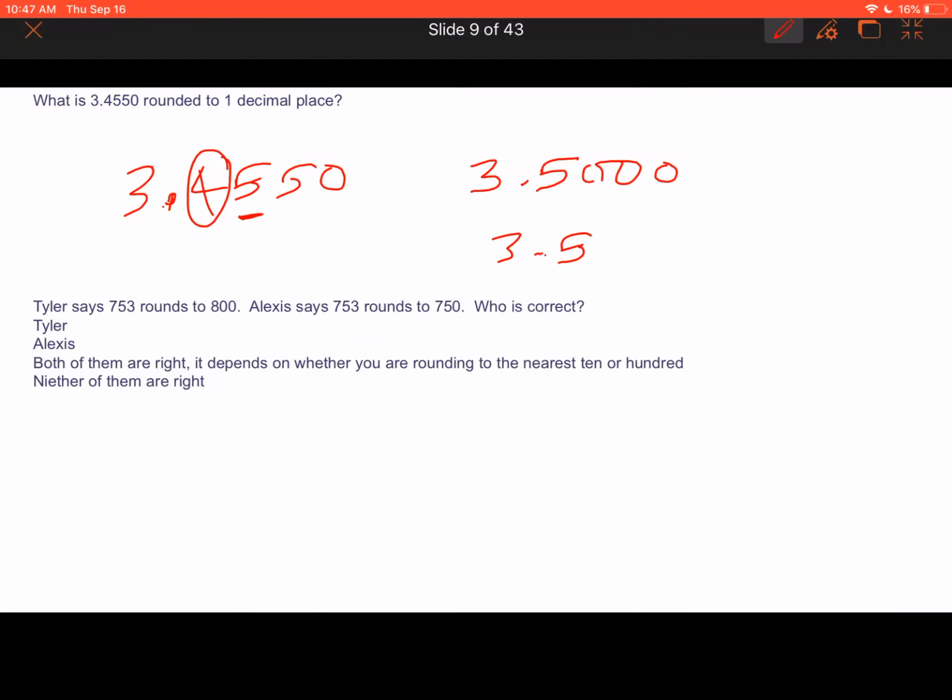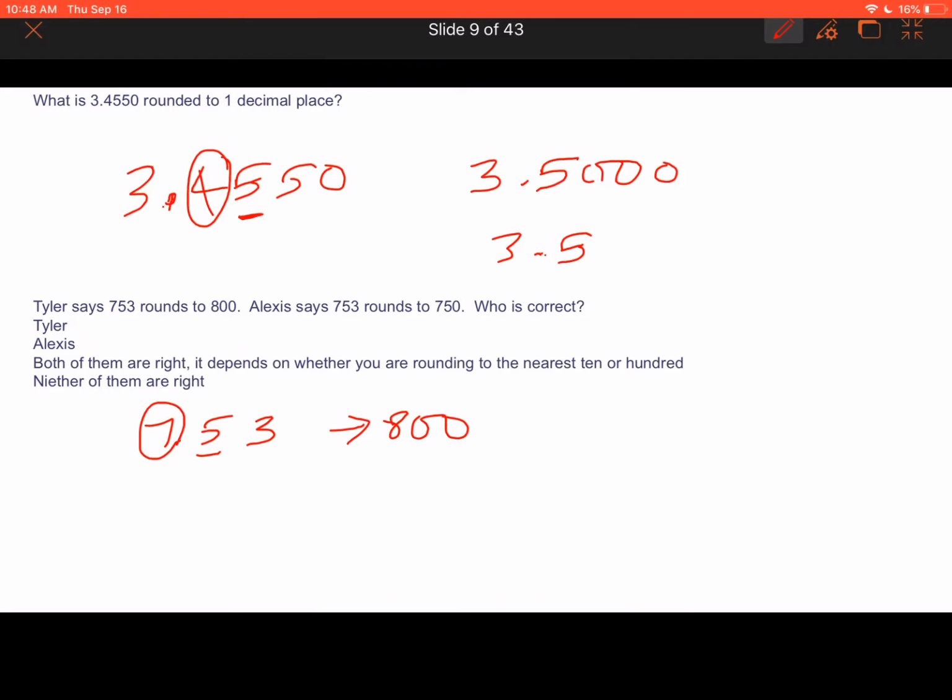Next, Tyler says 753 rounds to 800. Alexis says 753 rounds to 750. Who is correct? Tyler, Alexis, both of them are right, it depends on whether you are rounding to the nearest 100 or 10, or neither of them is right. Let's check the third option. So 753: if you are rounding to the hundreds place, we check the tens place value, which is equal to 5, so it gets rounded up to 800.